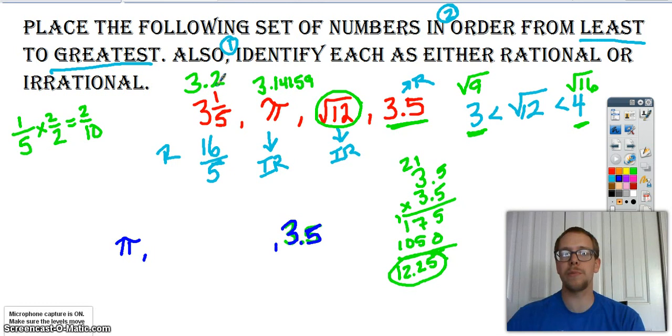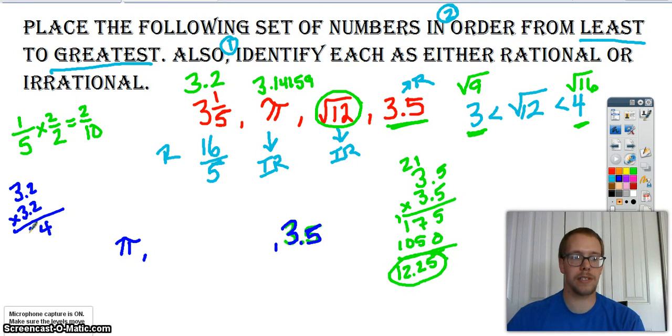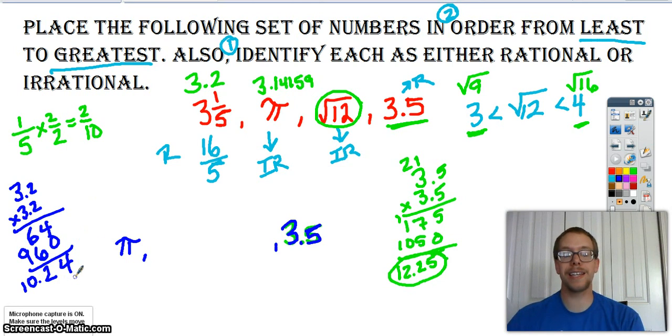Now we just need to know, what's 3.2 squared? If 3.2 squared is less than the square root of 12, then we know pi is definitely first when we're ordering these numbers from least to greatest, and then 3.2 will come next, and then the square root of 12 will come thereafter. So 3.2 times 3.2, 2 times 2 is 4. 2 times 3 is 6, 3 times 2 again is 6, and 3 times 3 is 9. When we add all this up, we get 10.24. 10 and 24 hundredths is less than 12.